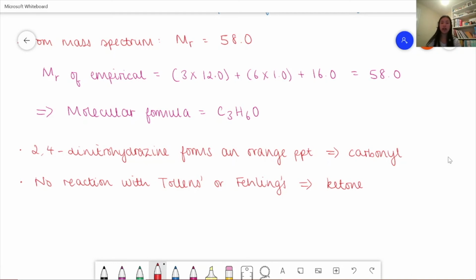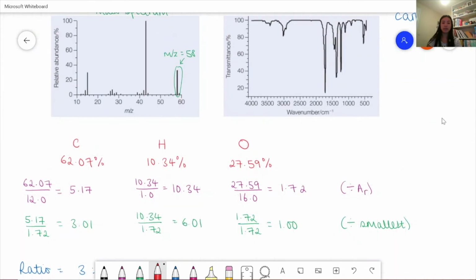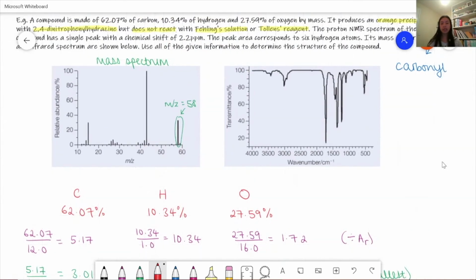So now we can look at our other spectrum that we have, which is this infrared spectrum. And we can see that we have a peak here, this peak, at about 1,720 centimeters to the minus 1. And looking at our data booklet, this actually corresponds to a C double bond O group. And so this validates our idea of it being a carbonyl compound.